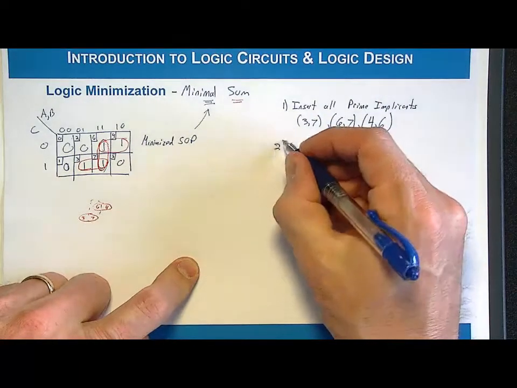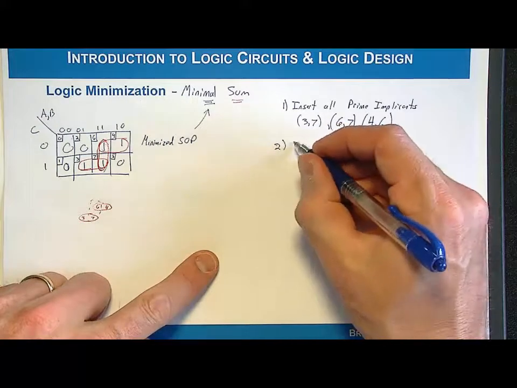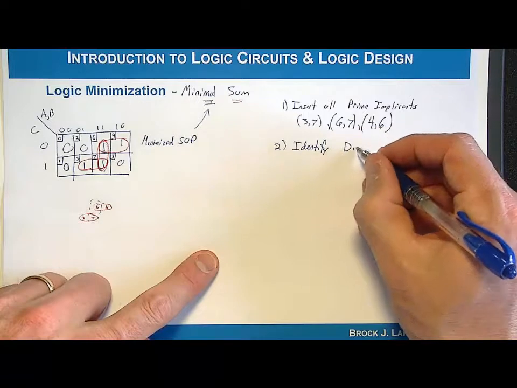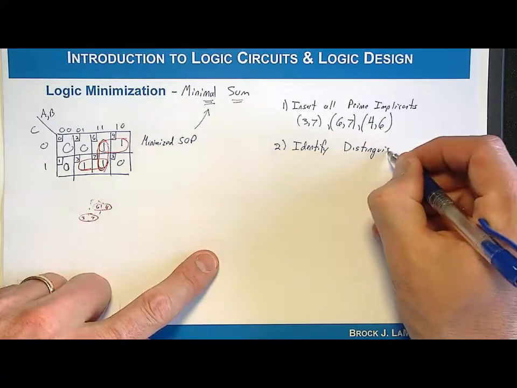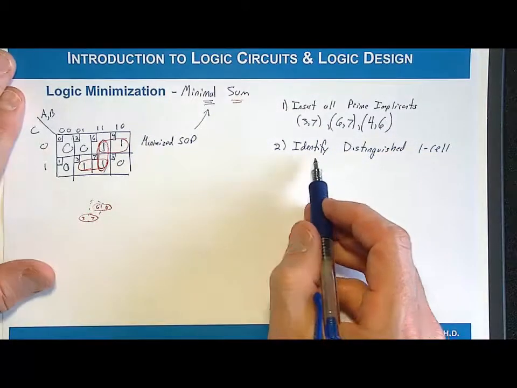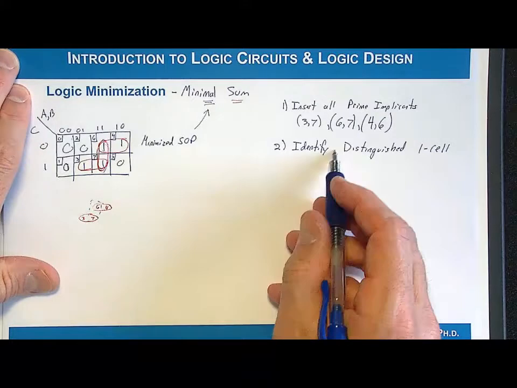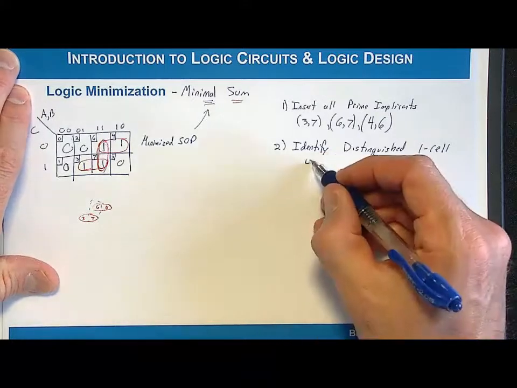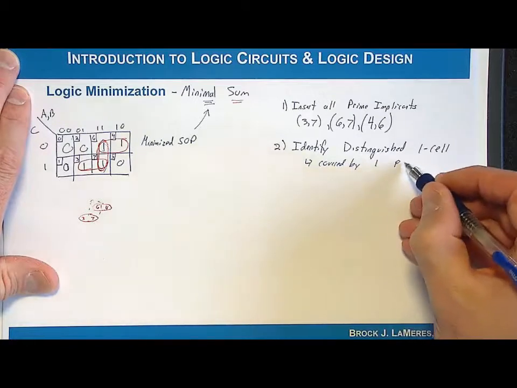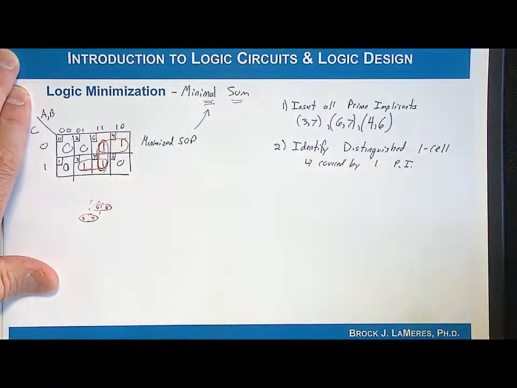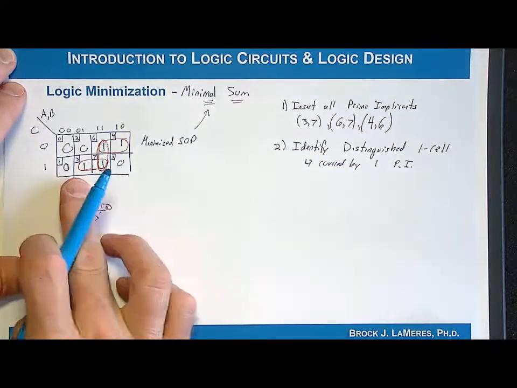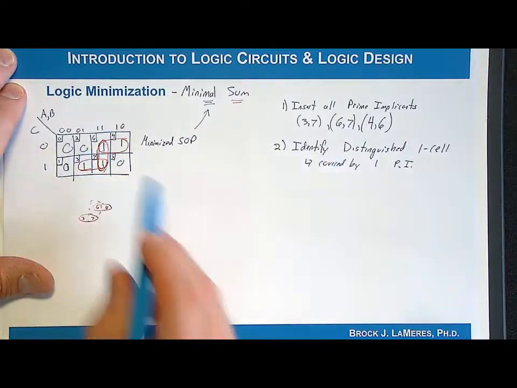Then what we want to do is identify the distinguished 1 cells. Now, a distinguished 1 cell is a cell that's covered by one and only one prime implicant. So let's go back to the K-map, and now remember that we have all the prime implicants on the K-map right now. So that was step 1. So we have every possible one in here.